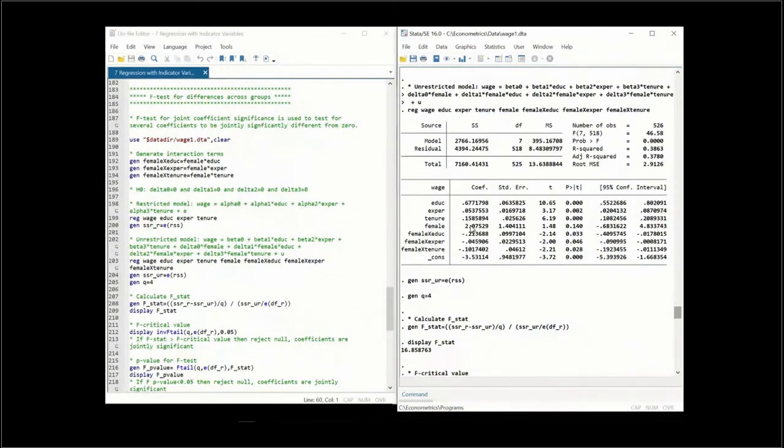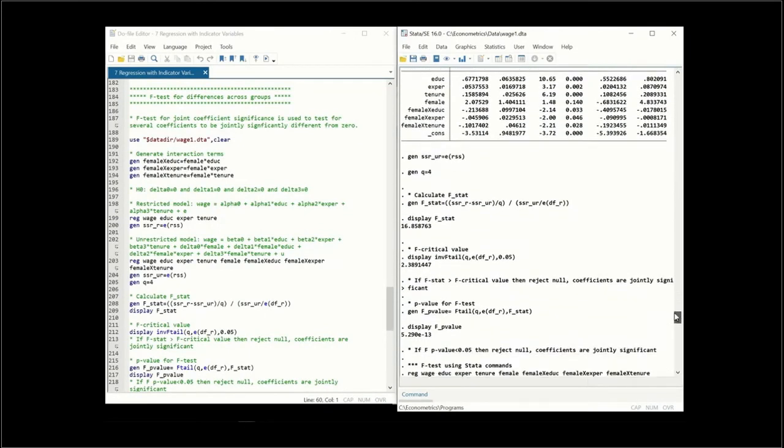And to do that, we are calculating the F statistic. So here we have the sum of squared residuals for the restricted model minus the sum of squared residuals for the unrestricted model, divided by the Q restrictions, and this is divided by the sum of squared residuals for the unrestricted model divided by the degrees of freedom. We can display the F statistic, the F critical value, and the p-value for the test as we have done before.